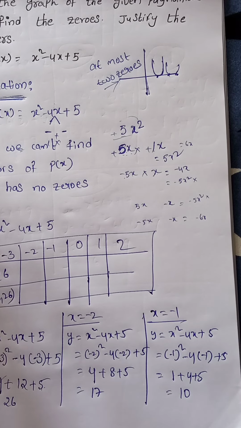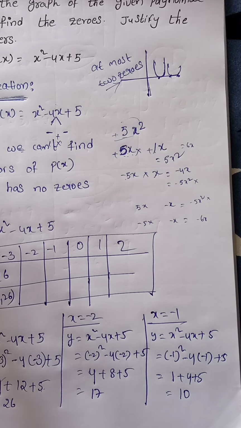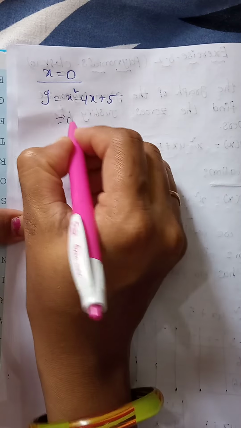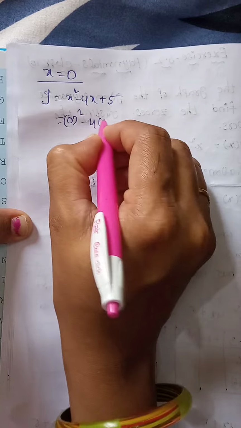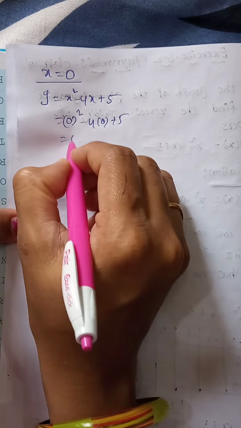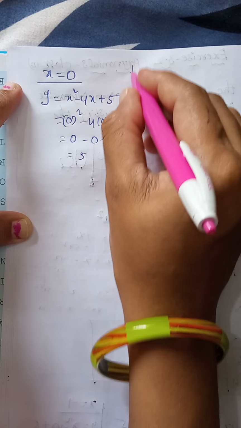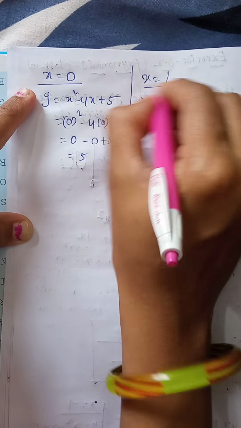Okay. Next, substitute x equal to 0. Now substitute 0 in place of x: 0 whole square minus 4 into 0 plus 5. 0 square is 0, minus 4 into 0 is 0, plus 5. Here we get 5.